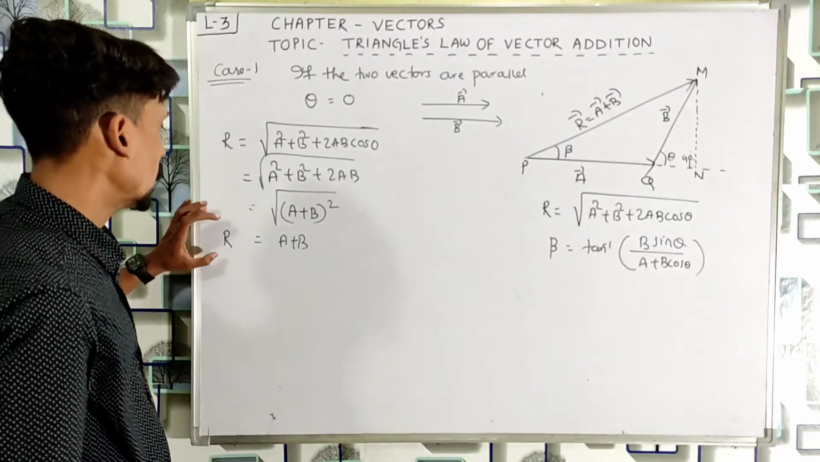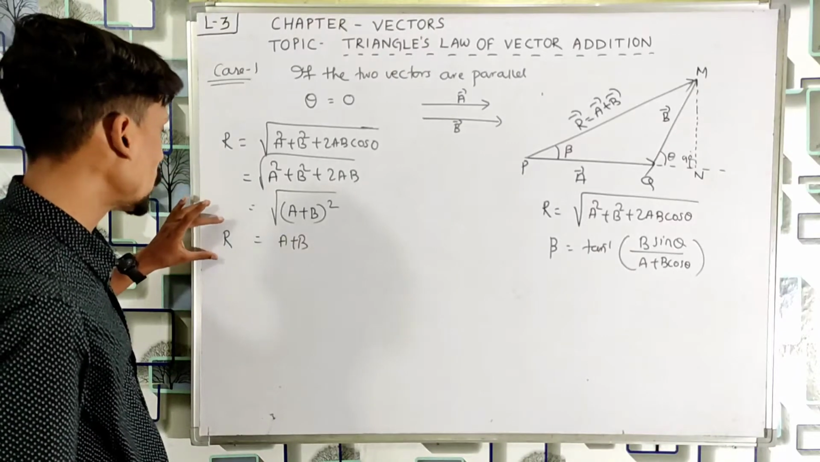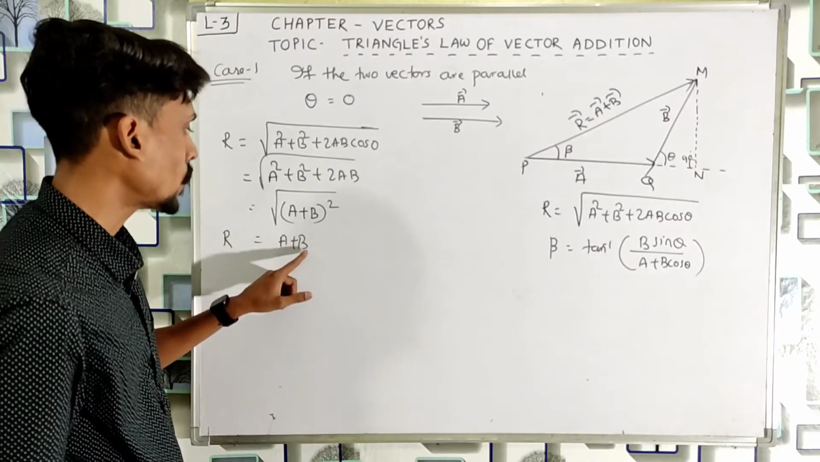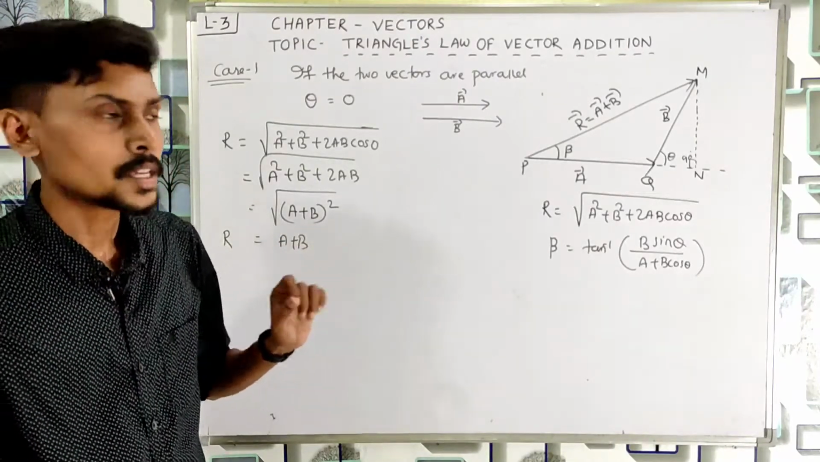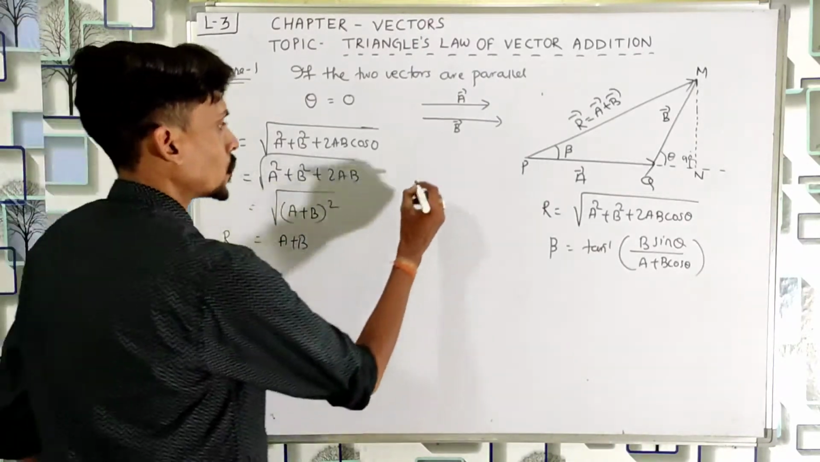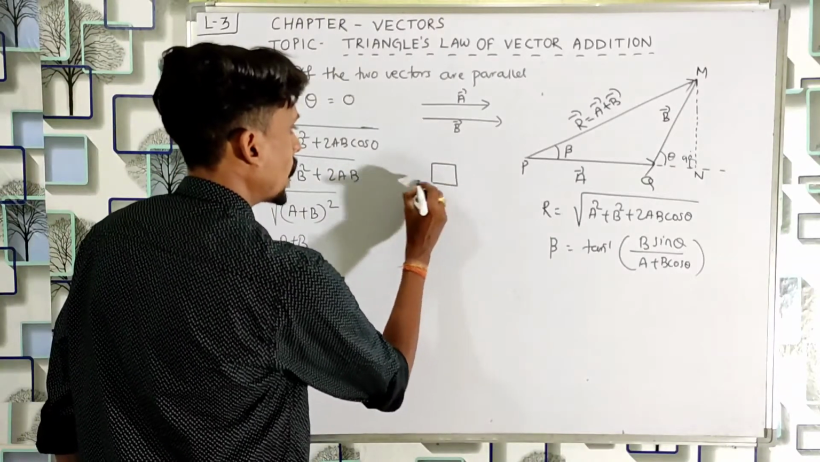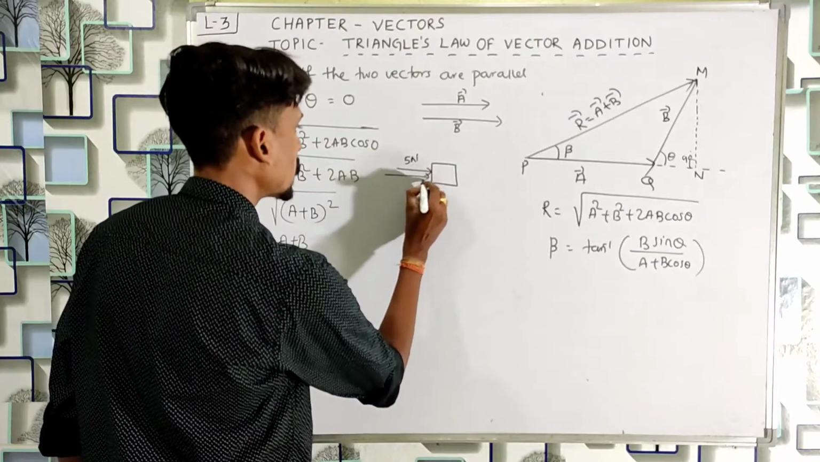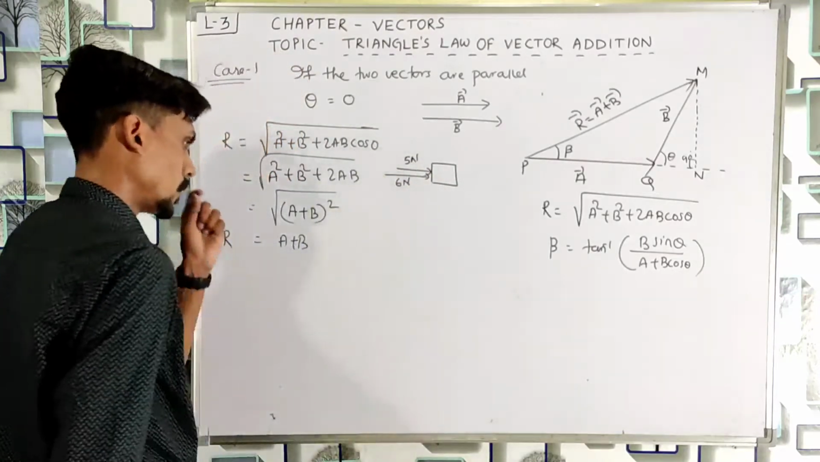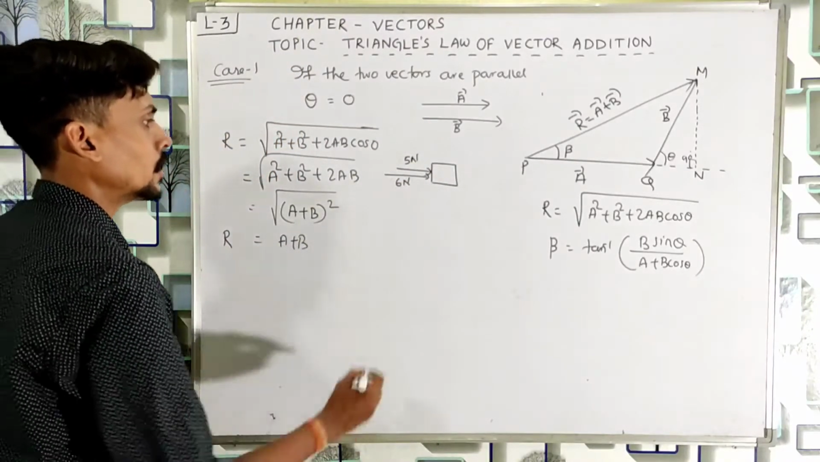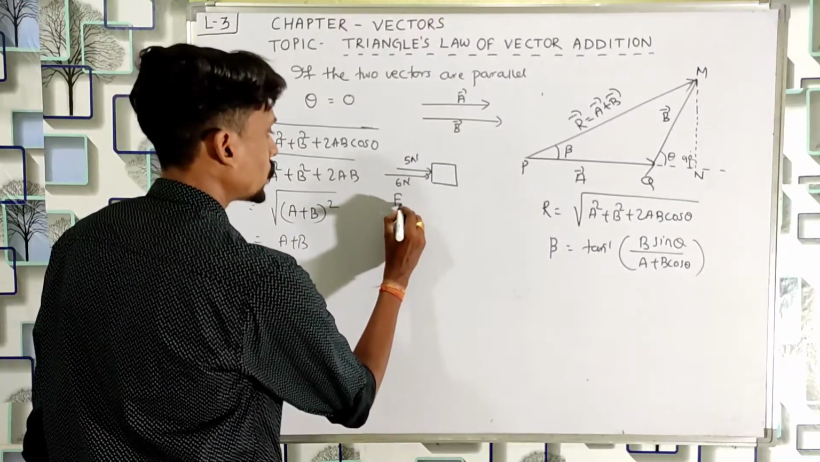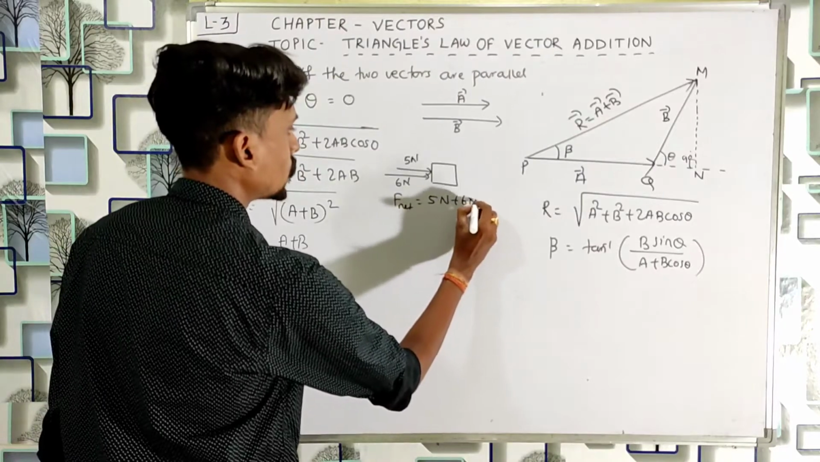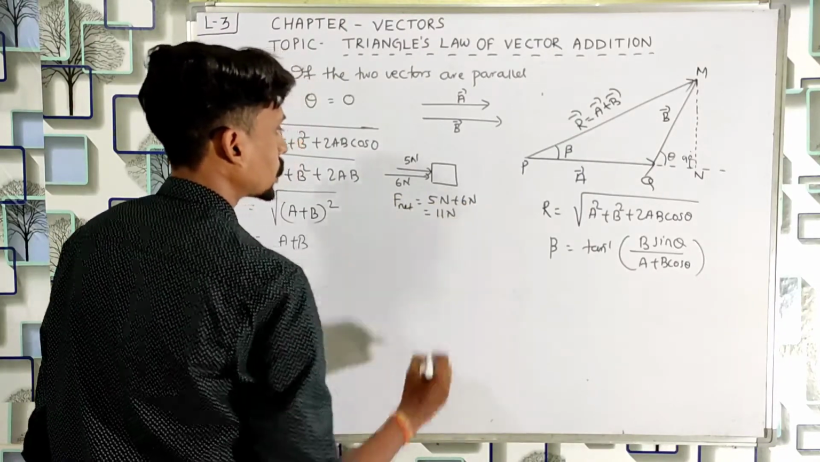Means the magnitude of resultant is equal to the sum of the magnitudes of the two vectors. Is that clear? For example, suppose we have a body and we are applying two forces, 5 Newton and 6 Newton, in the same direction. Then the resultant force or the net force will be how much? 5 Newton plus 6 Newton equal to 11 Newton.